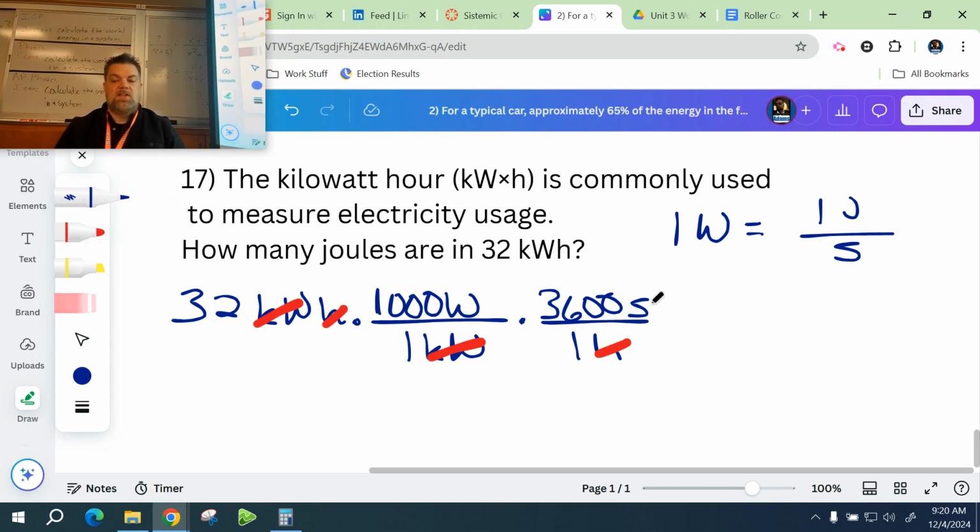So now the next thing I need to do is get rid of the watts. So remember that 1 watt is equal to 1 joule per second. So I've gotten rid of the watts. The interesting thing here is that the seconds will cancel as well, because technically the seconds go down on the bottom. So my final answer is in joules.